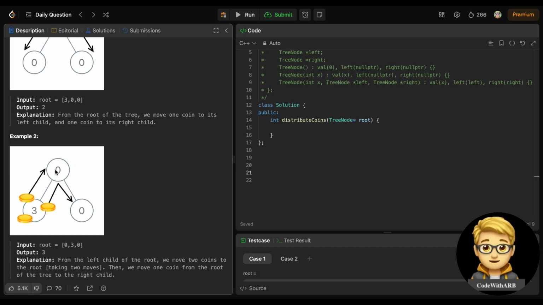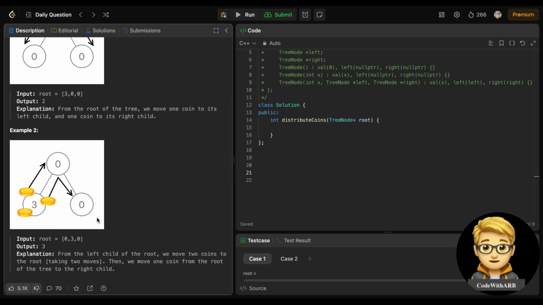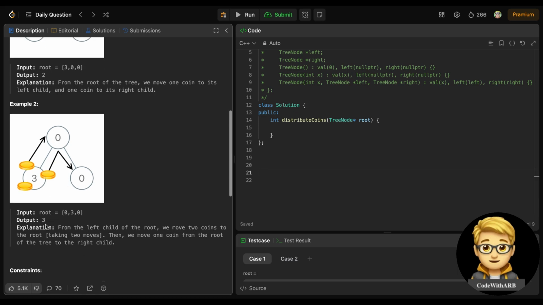If we see the second example, here three coins are at a leaf node, and its parent and its sibling have zero coins. So it has to distribute one coin to each of them. For that, it needs to move one coin to each of them. For its sibling, it requires two moves, and for the parent, it requires only one move. So the total value is three.